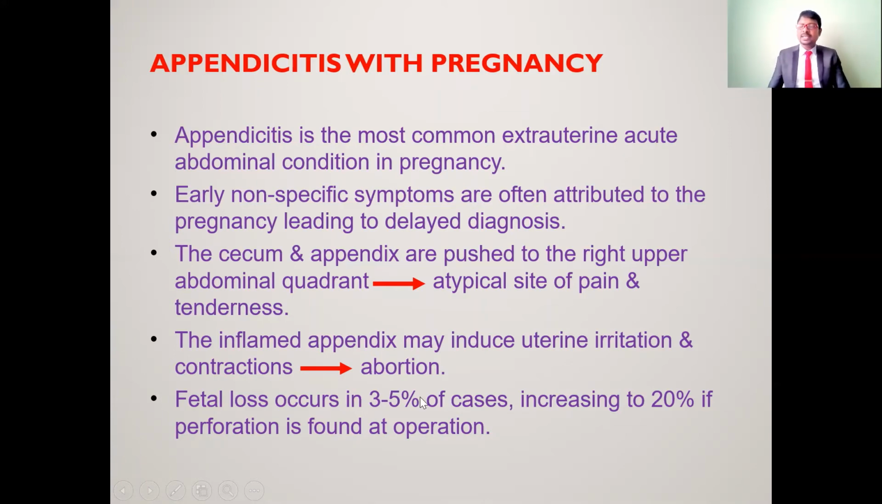Because of the inflammation and swelling of the appendix, it may give uterine contractions and irritation. Because of these space-occupying lesions and irritation of the uterus, abortion may occur. Fetal loss occurs in 3 to 5% of cases, increasing to 20% if perforation is found at operation. So because of the swelling of the appendix, fetal loss may occur also.